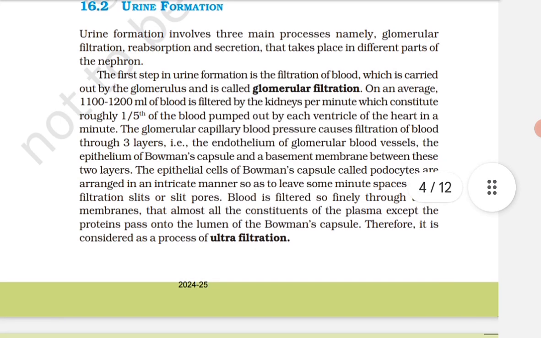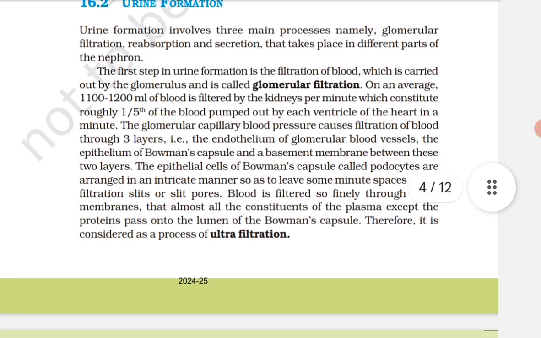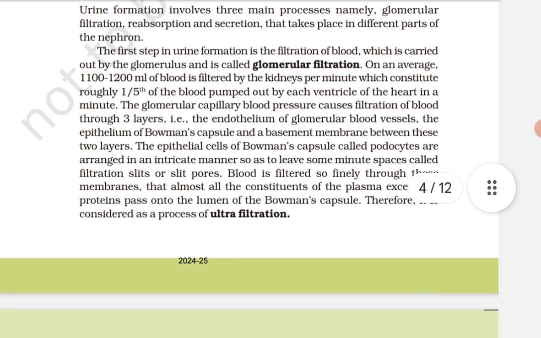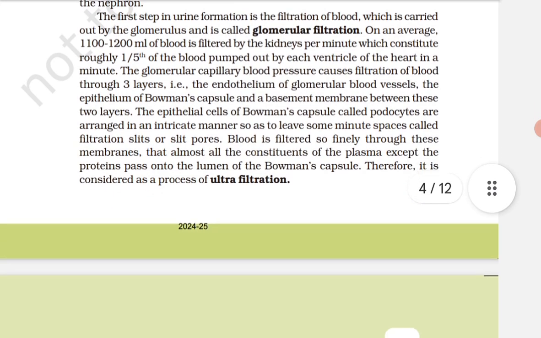The epithelial cells of Bowman's capsule, called podocytes, are arranged in an intricate manner so as to leave some minute spaces called filtration slits or slit pores. Blood is filtered so finely through these membranes that almost all the constituents of the plasma except the proteins pass onto the lumen of the Bowman's capsule. Therefore, it is considered a process of ultrafiltration. Except which one? Except the proteins.